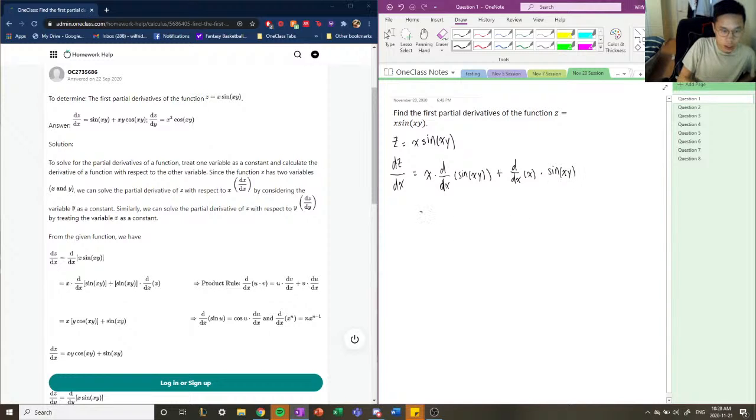So what we get here is x times, so the derivative of sine is cos, so cos xy, plus the derivative of x by itself is 1, so 1 times sine xy. So that's the partial derivative of our function z in terms of x. You see here that we ignored y entirely and left it as a constant. Our partial derivative in terms of y will make it more clear what we mean by constant. So let's do the partial derivative in terms of y now.